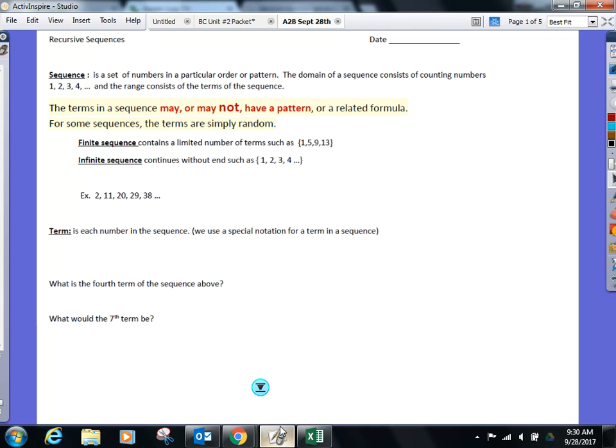Okay, a sequence is just an order of counting numbers: 1, 2, 3, 4. Sometimes they have a pattern, sometimes they don't. Starting tomorrow, we are going to talk about sequences that have patterns. Today, there's not going to be a pattern. There are two types of sequences. There's a finite sequence. Think of it as it ends.